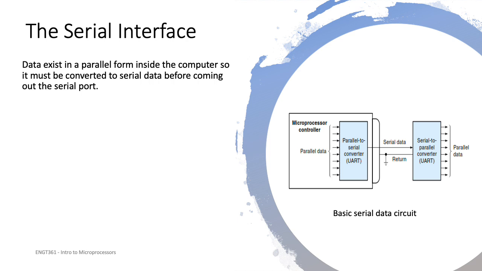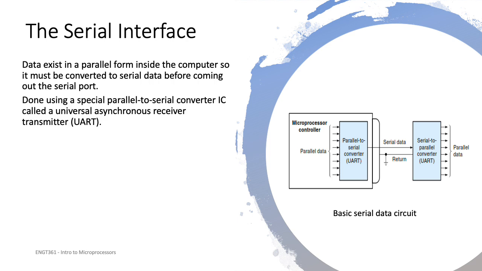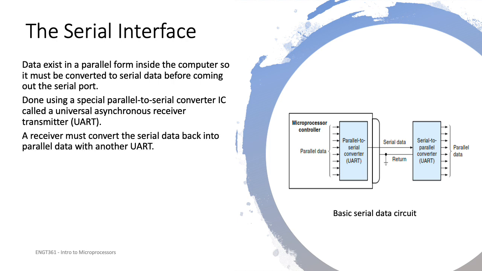Because data always exists in a parallel form inside the computer, it must be converted to serial data before coming out of the serial port. This is accomplished with a special parallel to serial converter IC called a Universal Asynchronous Receiver Transmitter, or UART. On the other end of the line, a receiver must convert the serial data back into parallel data, which is done with another UART.